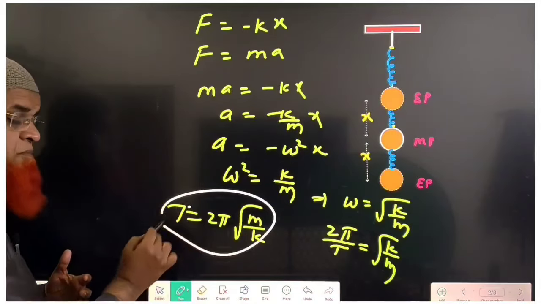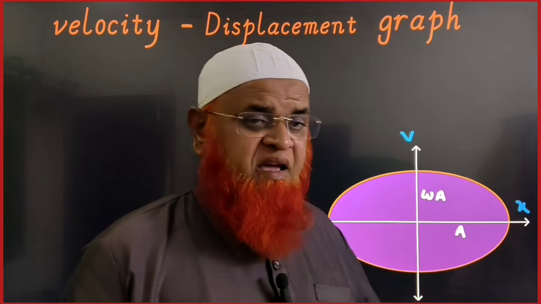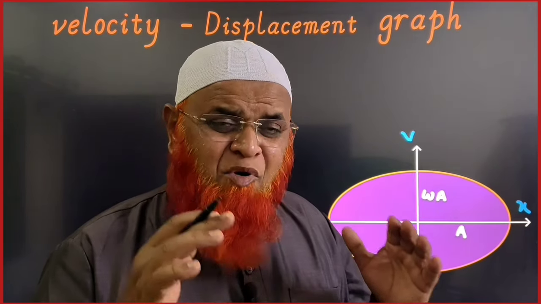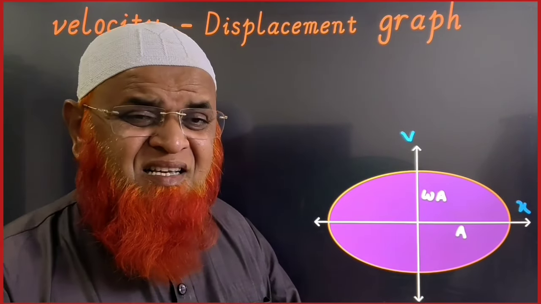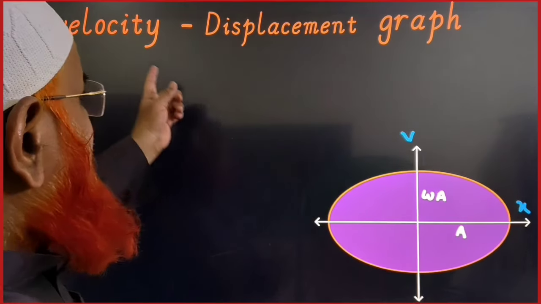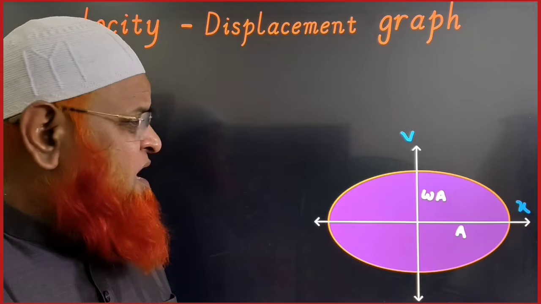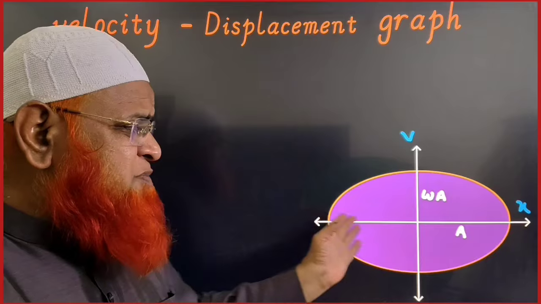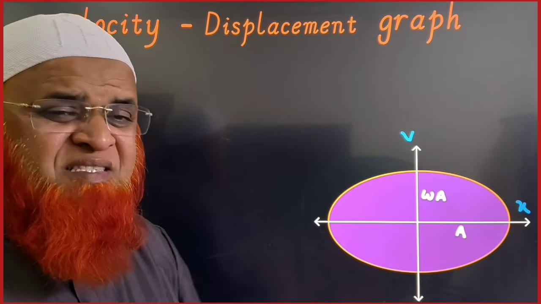Going to be the time period of simple pendulum oscillation. That's it. My dear friends, today I am going to discuss the oscillations chapter, in which a small concept is there, called the velocity displacement graph. Velocity is along the y-axis and displacement along the x-axis. Let me discuss this graph.